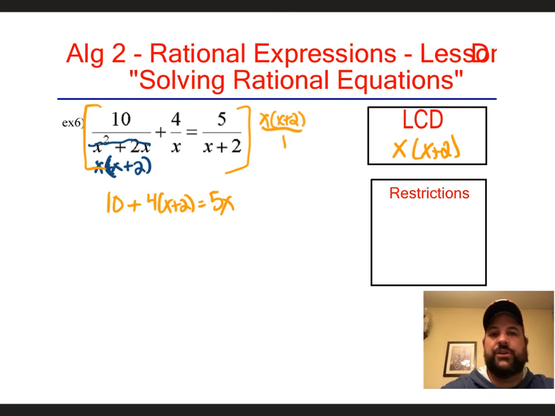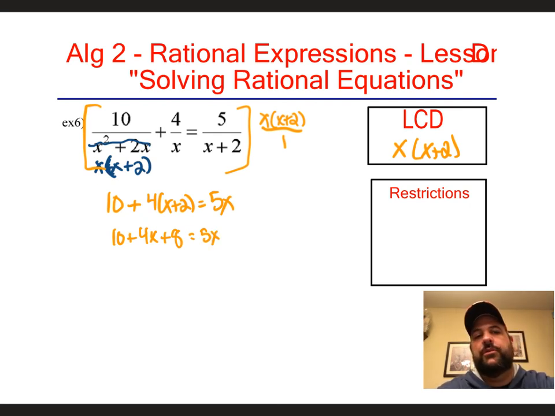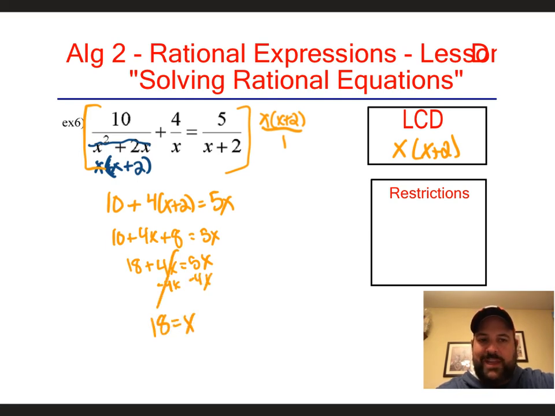From here, we're just going to solve. It's a linear equation, no quadratics. So go ahead and solve the resulting equation. So you should have 10 plus 4x plus 8 equals 5x. We're going to combine the like terms. So we get 18 plus 4x equals 5x. And we're going to subtract the 4x over. And that's going to leave us with 18 equals x.